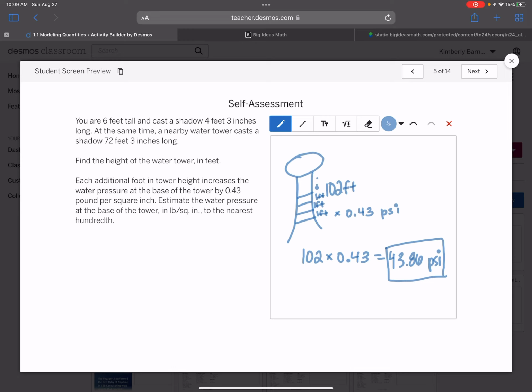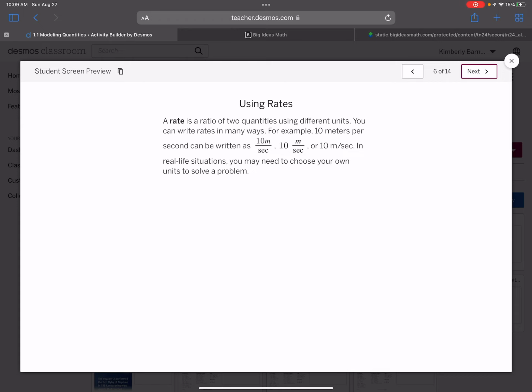All right. Next main idea in this section is rates. So a rate is a ratio of two quantities using different units. So if I have meters per second, then I can write it as 10 meters over seconds, or 10 meters per second, 10 meters per second. You guys are probably going to see this the most in your real life as miles per hour. That's probably the most common rate you will see.